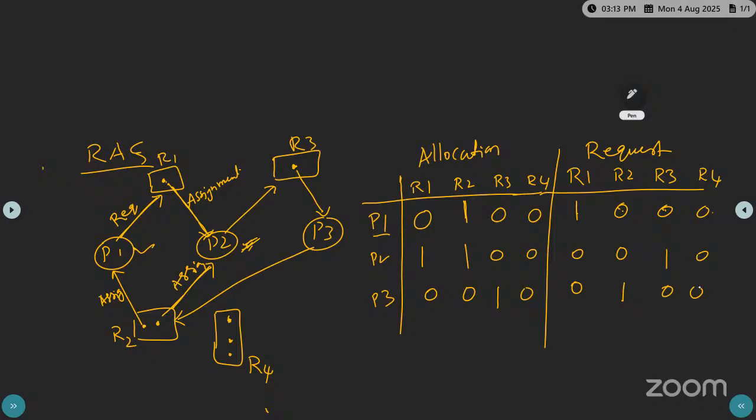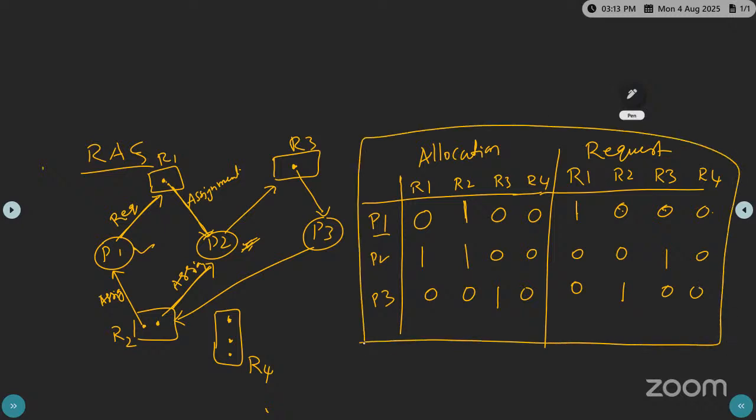Now from this, see this table. Now for each process, again one by one. For the process P1, what is it requesting? Go to the request column. Process P1 is requesting R1. Is it available? No, it is not available. R1 is allocated to whom? P2. So P1 depends on P2.